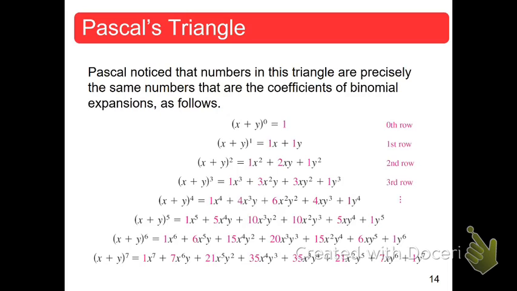So look at your numbers. You got a 1 in the first row that's written first, and then the next one you have a 1 and a 1, and then you have a 1, 2, 1. Those are those numbers that are in that Pascal's triangle. So it works for binomial expansions.